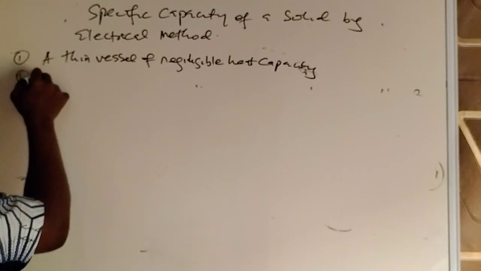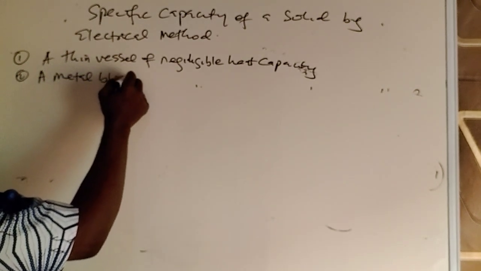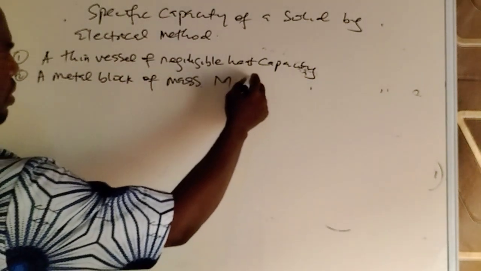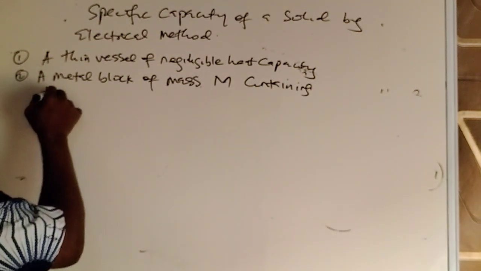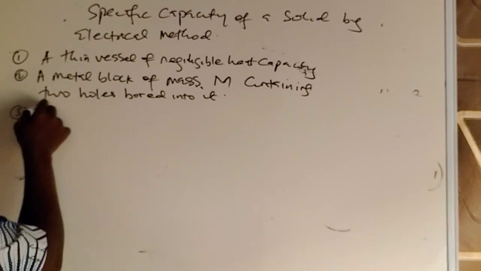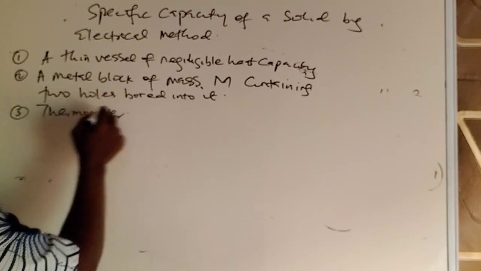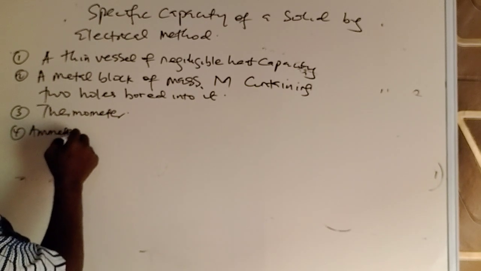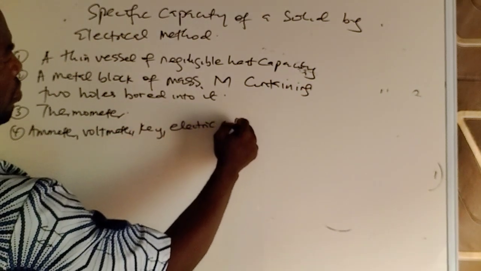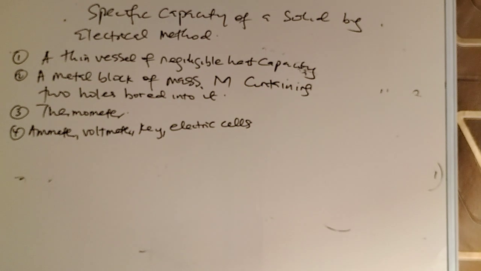We need a metal block. A metal block could be an aluminum block or a copper block. The metal whose heat capacity I want to find is of mass M, containing 2 holes bored into it. We need also a thermometer. We need also our ammeter, rheostat, voltmeter, key, electric cell or source of electricity, and so on. So those are the things we need for this experiment to determine the heat capacity of a solid by the electrical method. It's a very simple thing.